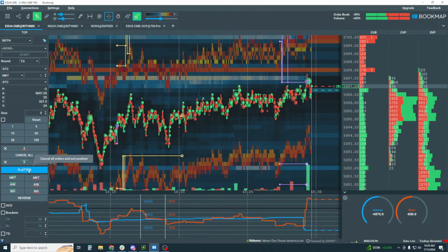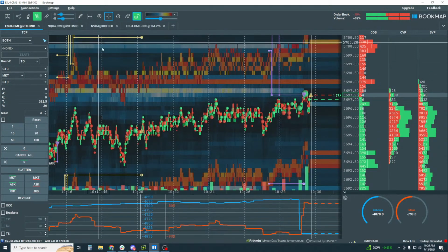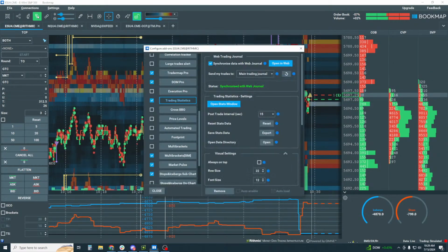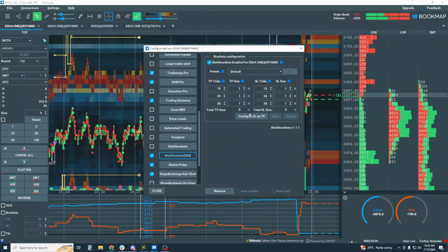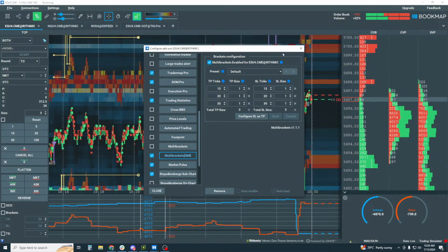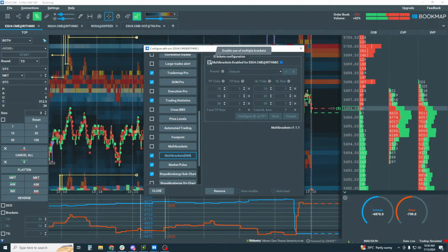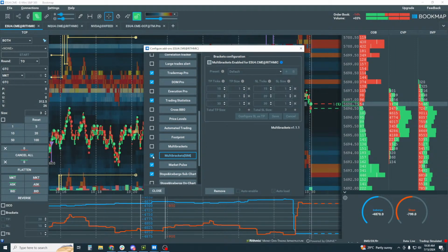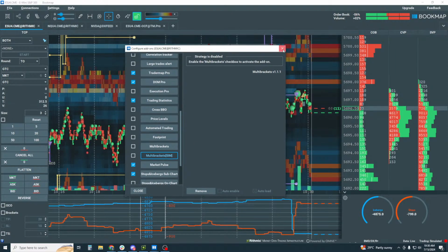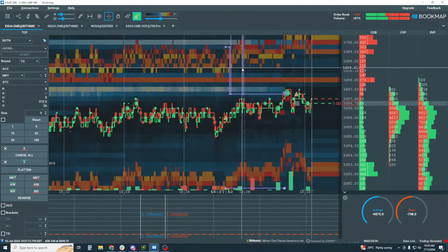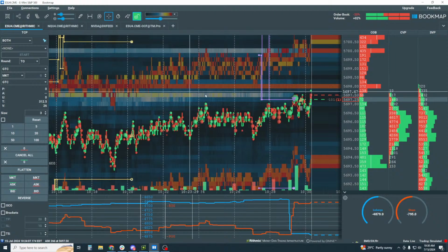Oh, hold on. It looks like I am... and now all of a sudden I'm short. Okay, something's a little screwy in here. I think it's with my multi-bracket somehow. Don't know. I can reconfigure it though. Anyway, I wanted to demo the multi-brackets for you guys, but let's just move on. All right, so we're flat now, and that's that.